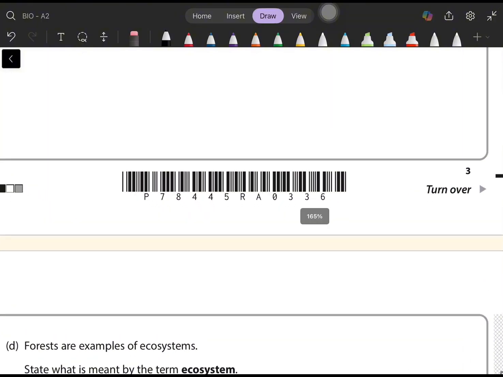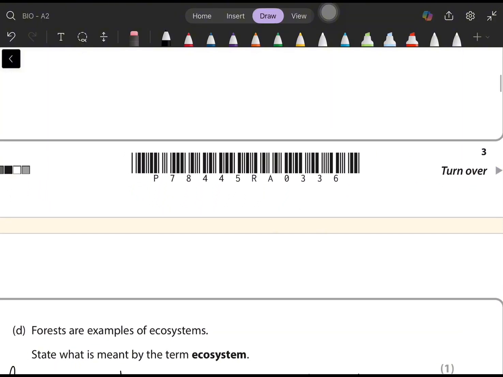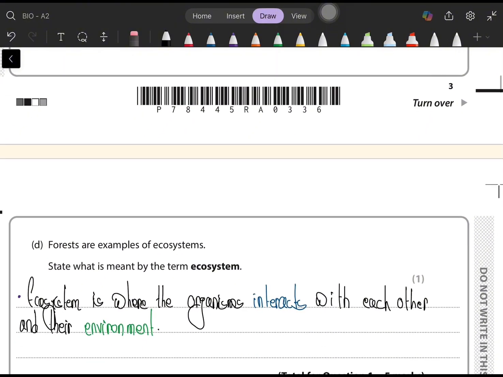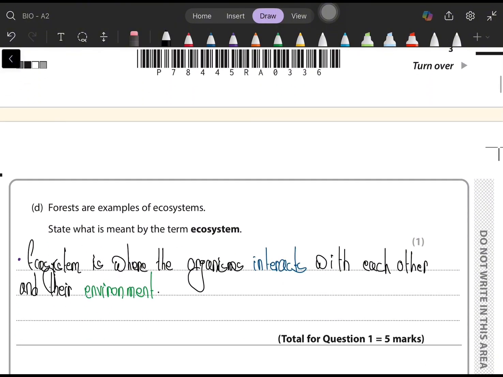Basic stuff. So what is meant by the term ecosystem? Basic definition, right? It is the area of the environment where we can find interactions between the biotic and the abiotic factors, or where the organism interacts with each other. Ecosystem is where the organisms interact with each other and their environment, right? Right.